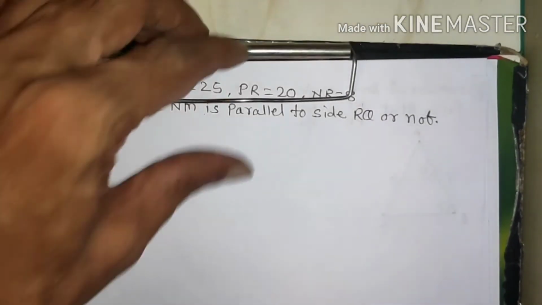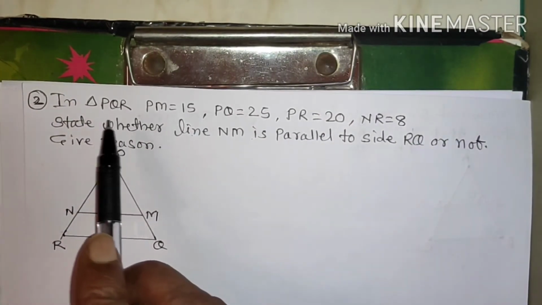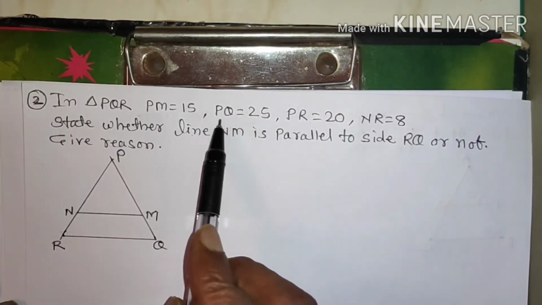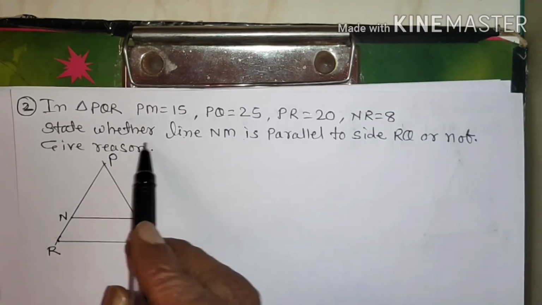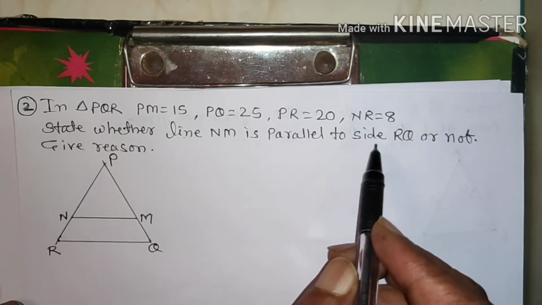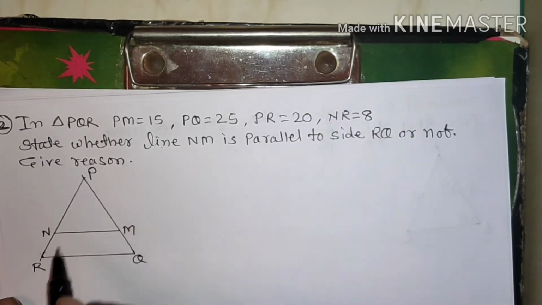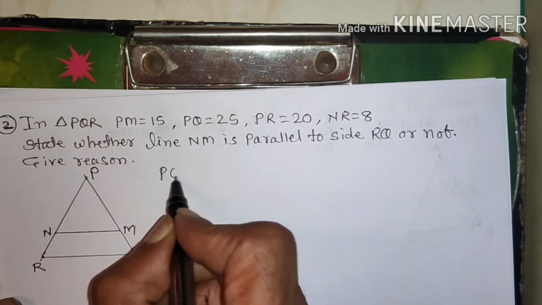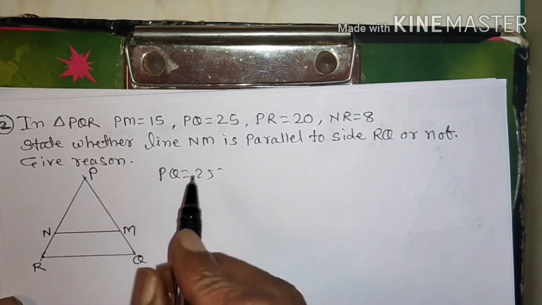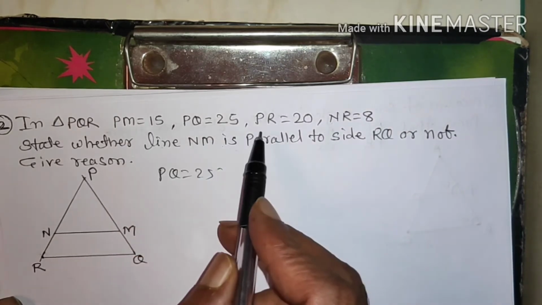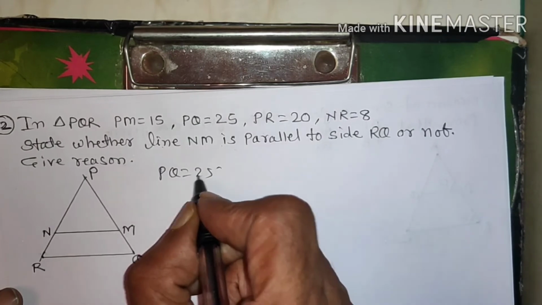In triangle PQR, question number 2. In triangle PQR, PM is 15, PQ is 25, PR is 20, NR is 8. State whether line NM is parallel to side RQ or not. Give reason. Now, PQ is 25, PM is 15, and NR they have given 8.